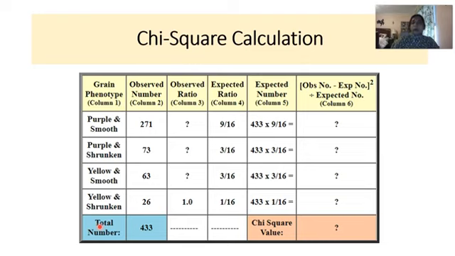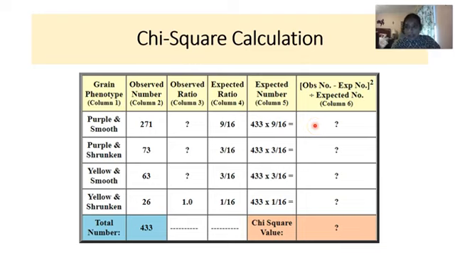So here you have been given a chart where we are provided with the observed numbers in the second column. And what you need to calculate is the observed ratio. You know the expected ratio, which is 9 to 3 to 3 to 1. And you know the expected total number, which is going to be 433, the total number of kernels that are counted, multiplied by the ratios expected for each one of those. So in this case, it's multiplied by 9 over 16, and you get those numbers.